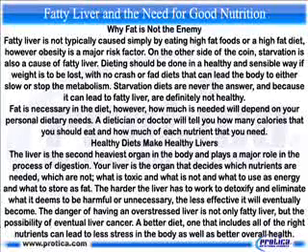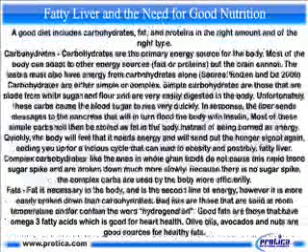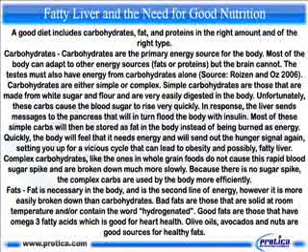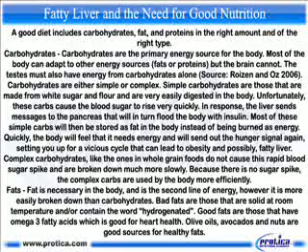A better diet, one that includes all of the right nutrients, can lead to less stress in the body as well as better overall health. A good diet includes carbohydrates, fat, and proteins in the right amount and of the right type. Carbohydrates are the primary energy source for the body. Most of the body can adapt to other energy sources, fats or proteins, but the brain cannot. The testes must also have energy from carbohydrates alone. Source: Rosen and Oss 2006.